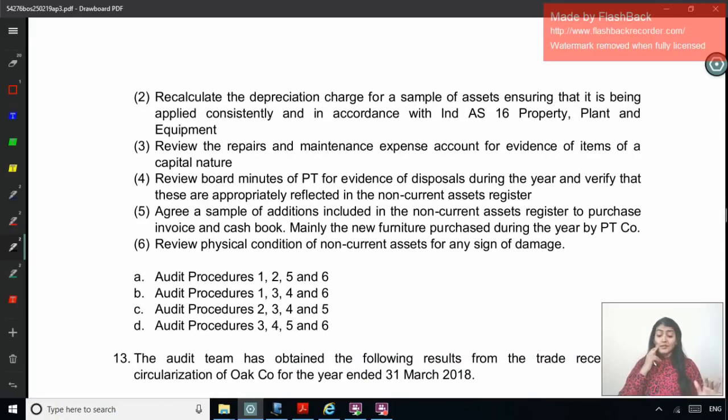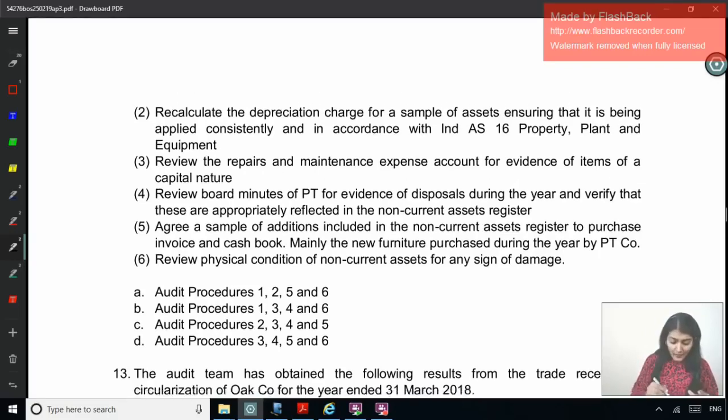Review physical condition of the non-current assets for any sign of damage, because if they have been damaged, then they will have to write off, do the impairment. So obviously that is going to affect the valuation. Right, so for checking valuation, one, the depreciation should also be properly charged, then any signs of damage, so the impairment should also be properly done. Right, so now what are the options over here? 1256, 1346, 2345 and 3456. Right, so 6656 is coming more frequently.